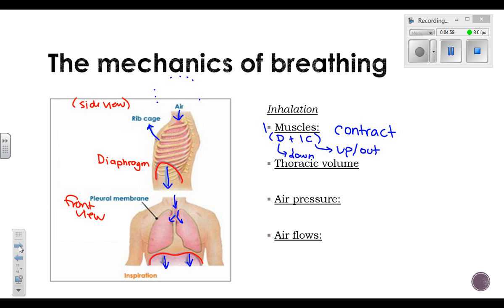The result of this, by moving your rib cage up and out and your diaphragm down, is that you've created more space. So the thoracic volume increases. Now, what's the thoracic volume? This is the space in your thoracic cavity. So your thoracic cavity is the space in your chest where your heart and your lungs are found.